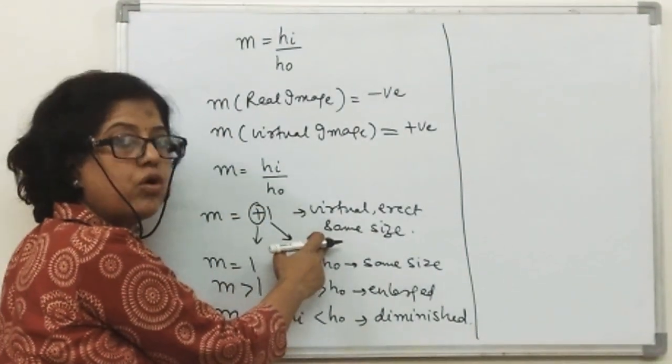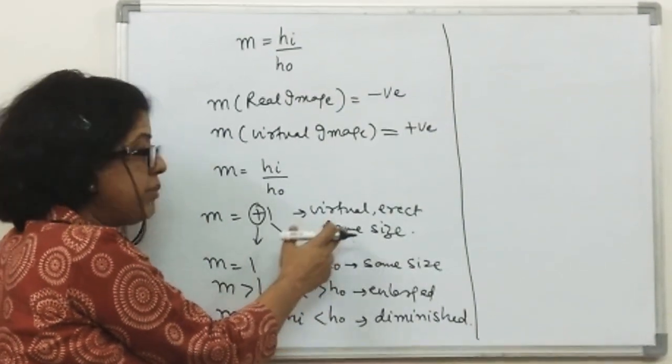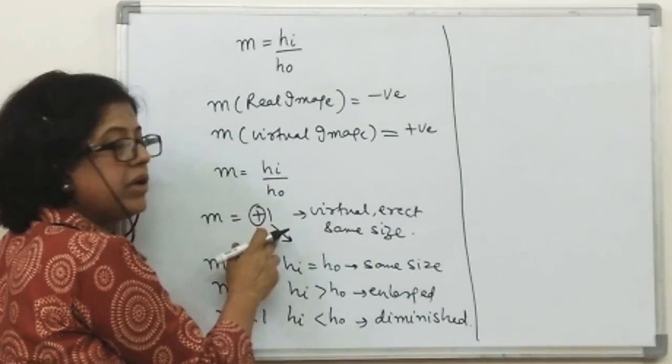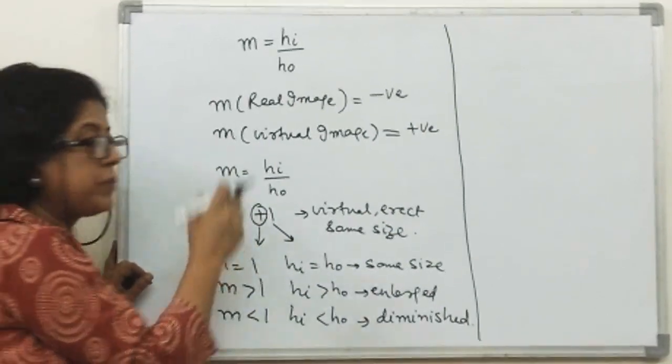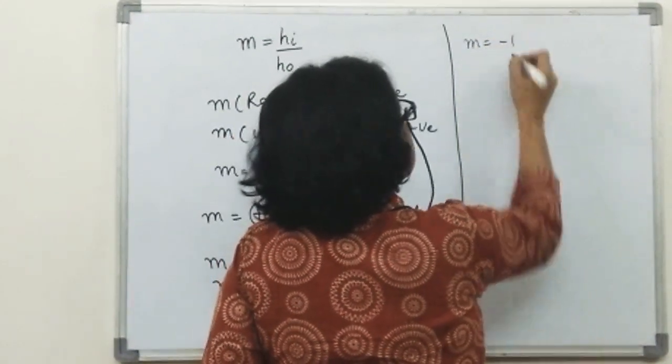And what type of mirror? Obviously this is a plane mirror. So in case of a plane mirror, the image is virtual, erect, same size. So the value of magnification will be plus 1. Let's talk about now M is equal to minus 1.